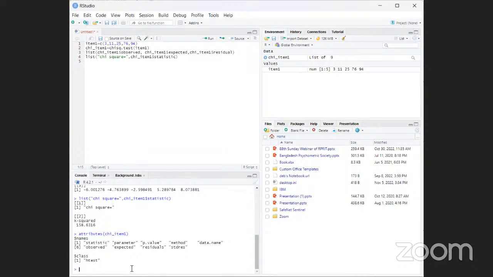Okay. Is it visible to all of you? So this chi item 1, this is a vector. In this vector, you will find all the elements. The observed frequency, expected frequency, residual, statistic value, everything you will get. Here you can find out the observed value, expected value, residual value, and finally the chi-squared statistics. Is it clear to all of you?